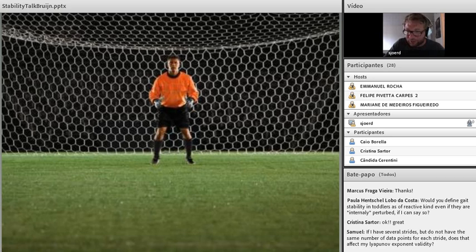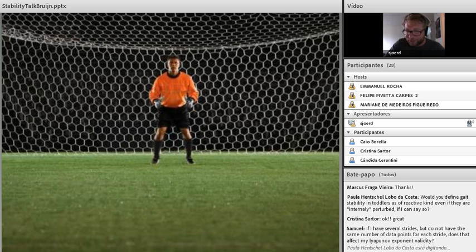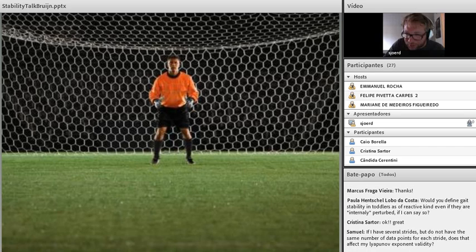Okay, I'm first going to go to Paula's question here. Would you define gait stability in toddlers as reactive? Now the question is halfway gone. Reactive kind, even if they're internally perturbed, if I can say so.